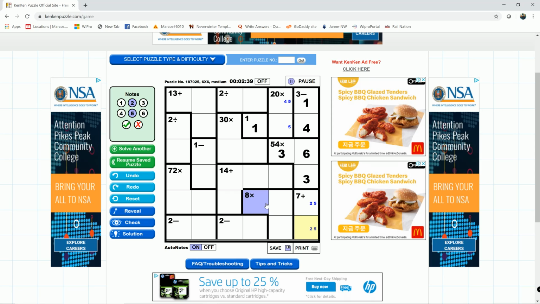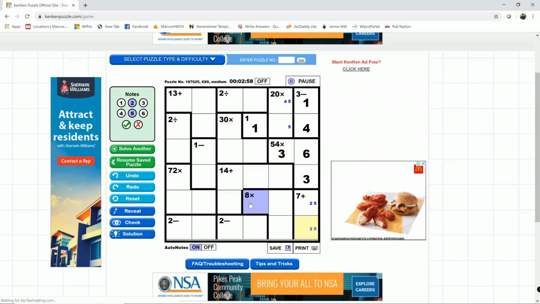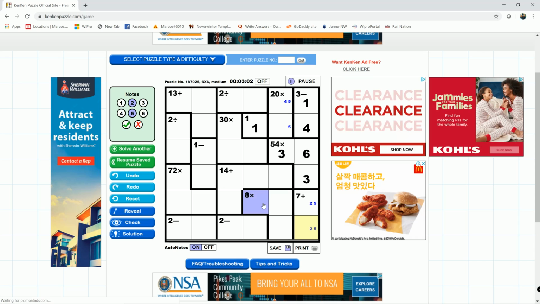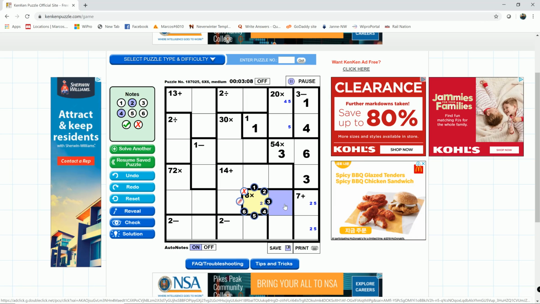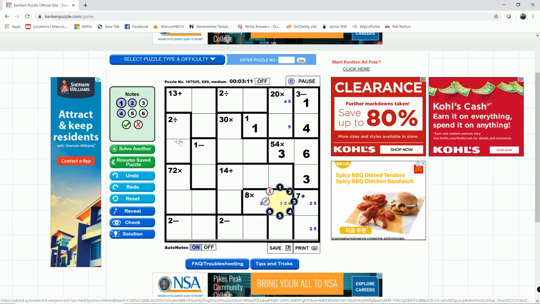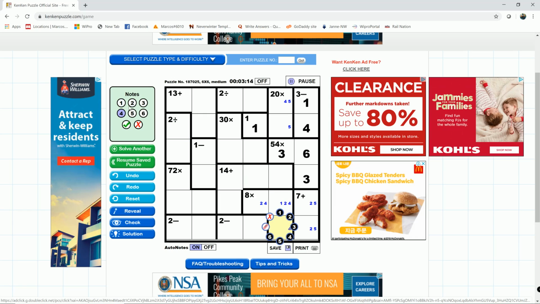Now, an 8 can only be factored one way in the Kenken world here. 8 factors into 2 by 2 by 2, which you can't have. You can't have three 2s there, that'd be a dupe. So then you need a 4, a 2, and a 1. So I'll just write those down in the note field. Okay, so that's all handled. This has to be a 5 because of the 4.